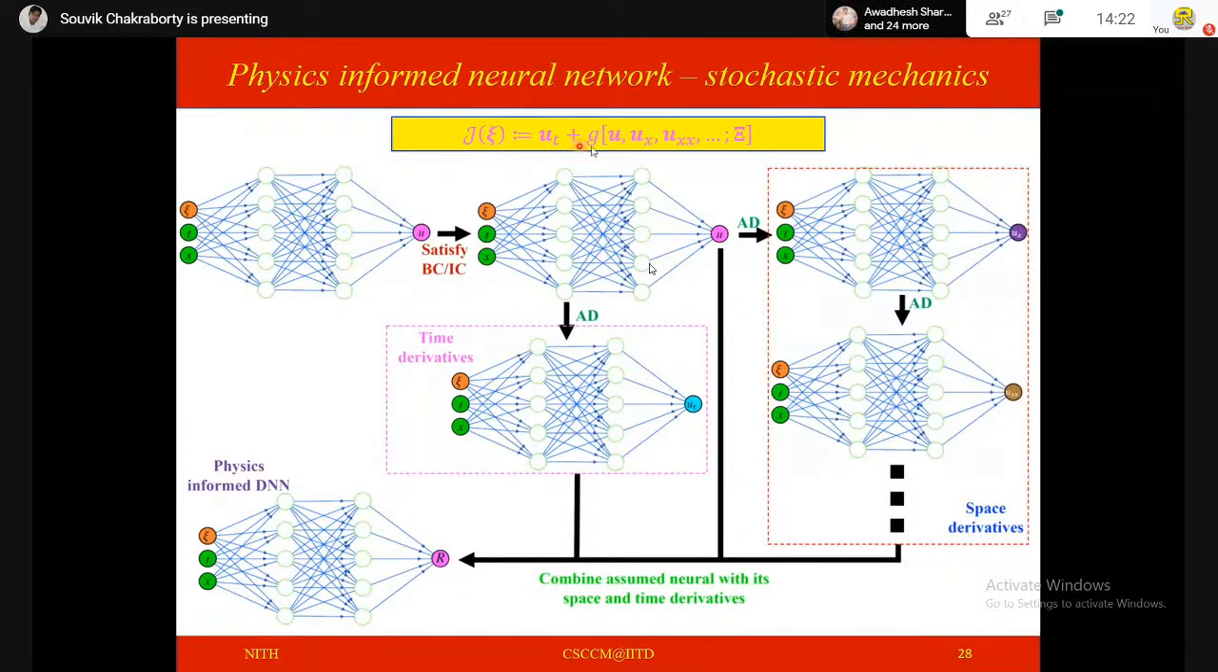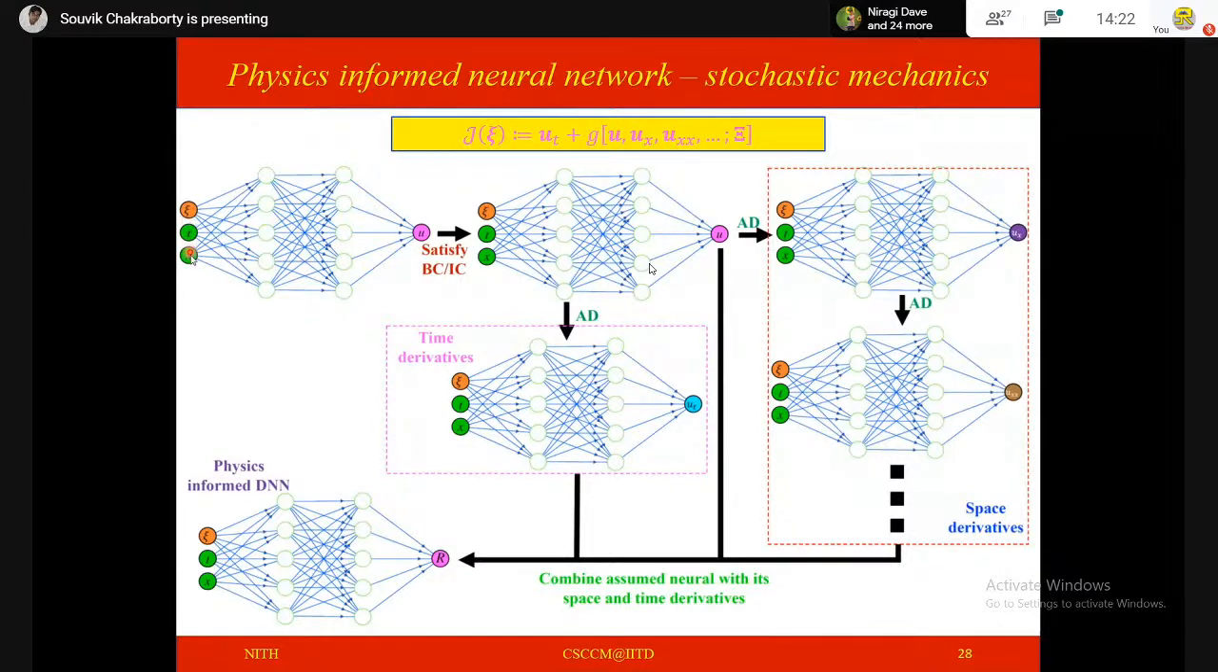But the problem is now, along with this x and t, I have these random variables to deal with. These are not constant now. The random variables are going to change because they're random. So we go back to the physics informed framework that we discussed earlier. The only thing we're doing is that along with x and t, now my random variable is also an input. So that is the only modification I'm doing.